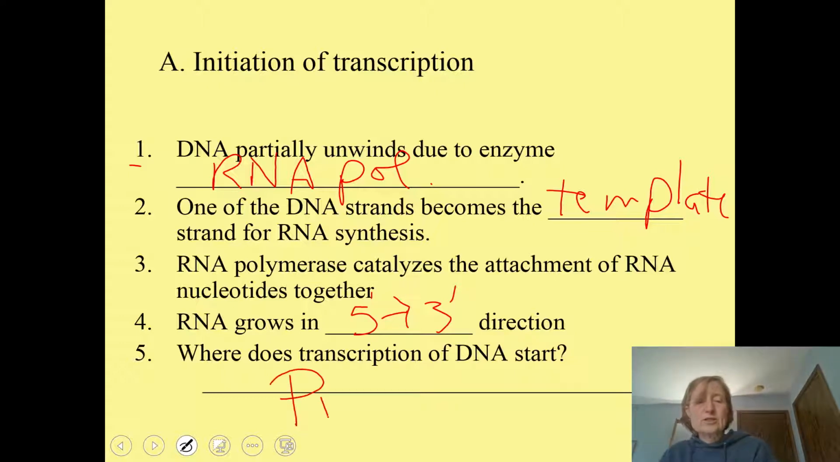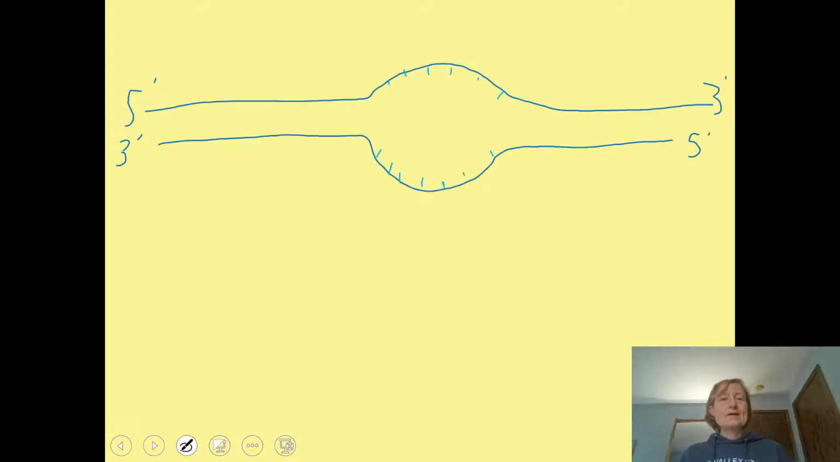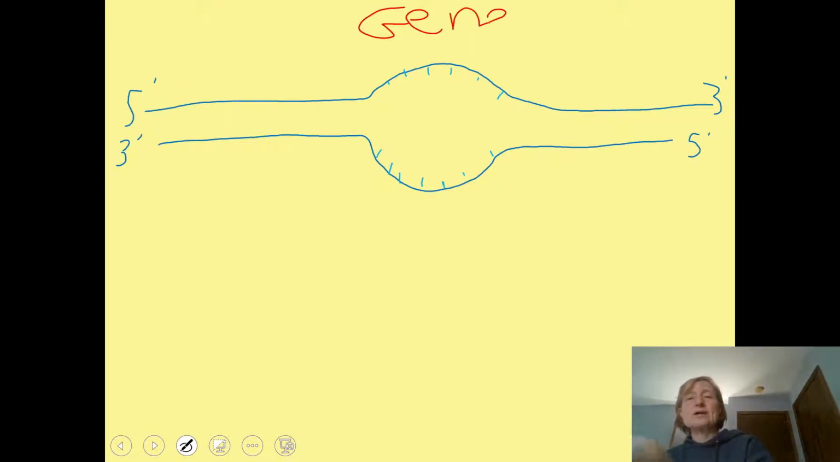Where does transcription actually start? How does the RNA polymerase know where to start? It better start at the beginning of the gene, right? But how does it know where the beginning of a gene is? We have to talk about a promoter, all right? So when we look at a gene, let's say that this is our gene to be transcribed here, okay?